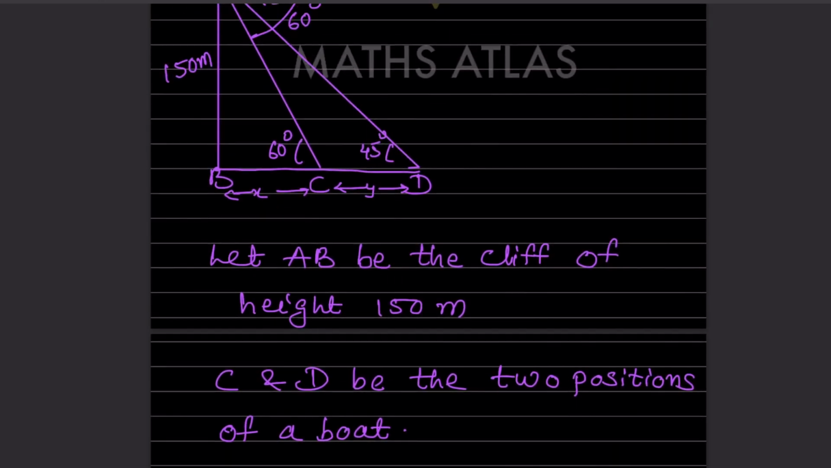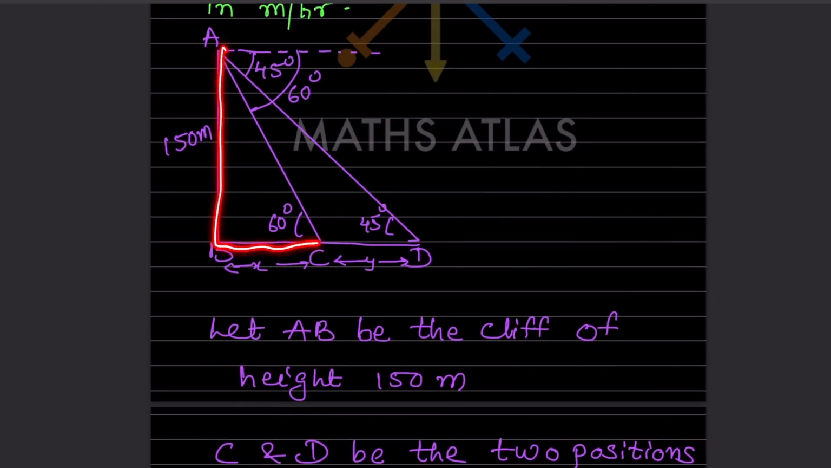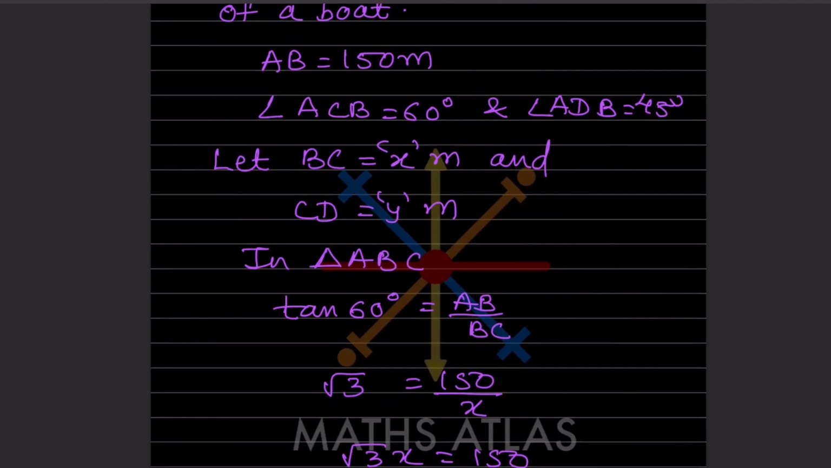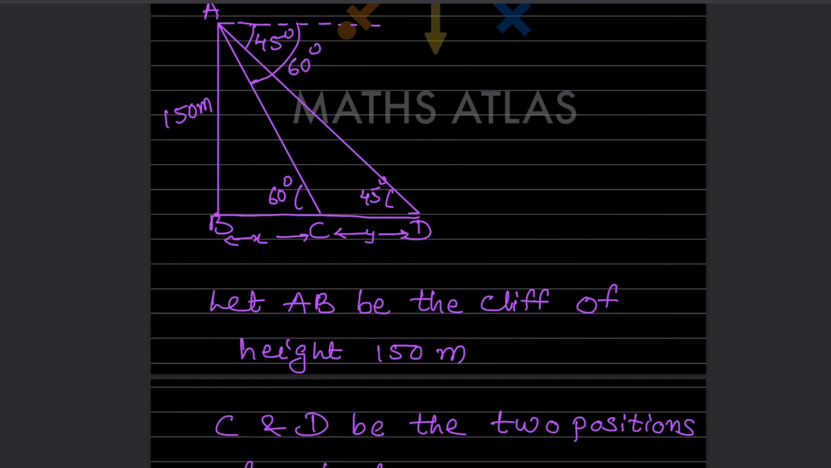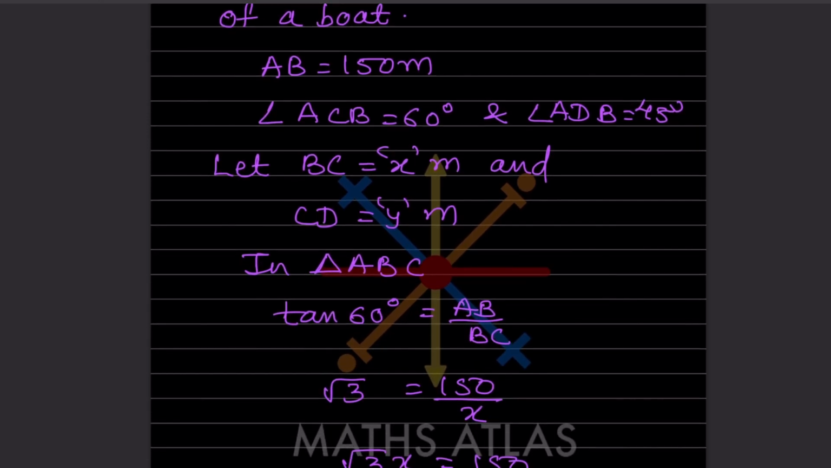So now let us take this triangle ABC. Now what we can see here is tan 60 is AB by BC. So here is 60, this is the opposite one, and this is the adjacent. So we can say that tan 60 is AB by BC. So you know tan 60, that is root 3, that will be AB, we know that is 150, and this BC is given as x.